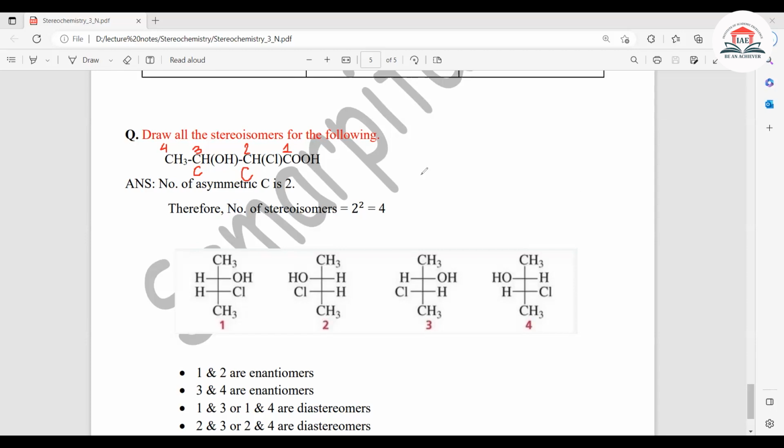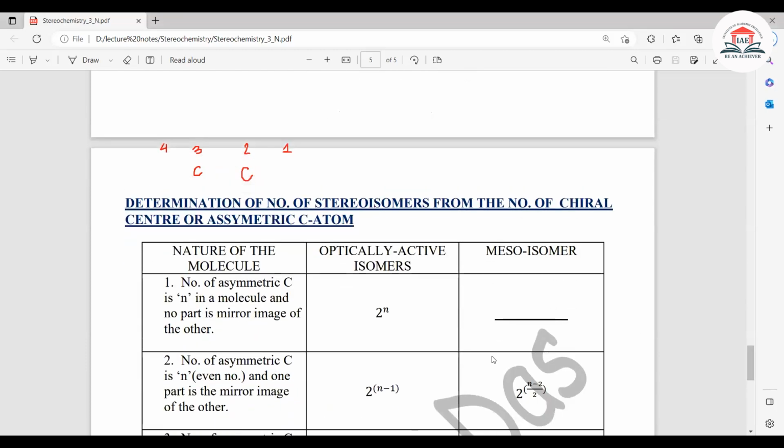Now you have to see whether there is any plane which divides the molecule into 2 equal halves. Obviously, there are no mirror planes because on one end you can see there is CWH and on the other end there is CH3. So it is obvious that there is no mirror plane which divides the molecule into 2 equal parts. So, no plane of symmetry in this molecule, and this molecule comes under the first category.